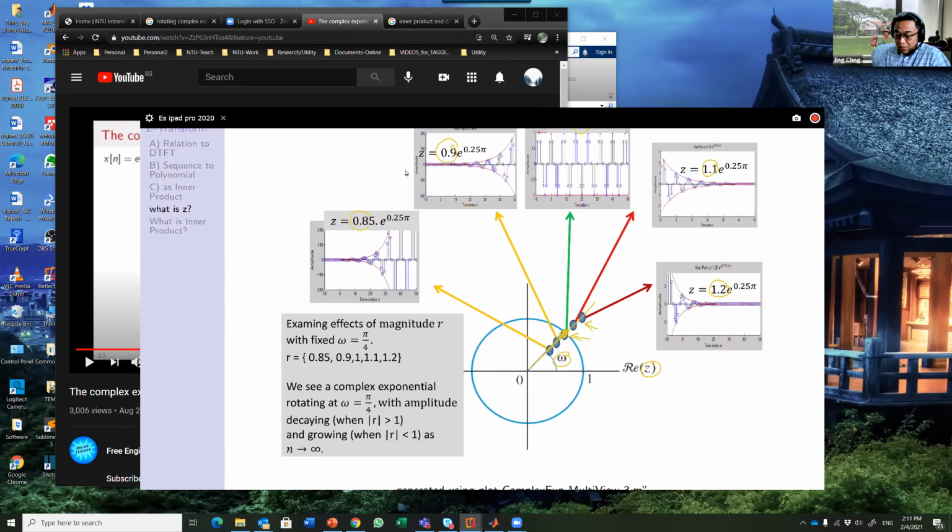And what's happening? They are all rotating at the same frequency. But some of them are dying faster. So this is very fast, it dies. This is slower. This is not dying at all. This is becoming fatter. And this is exploding even faster. So it has to deal with the magnitude of C.